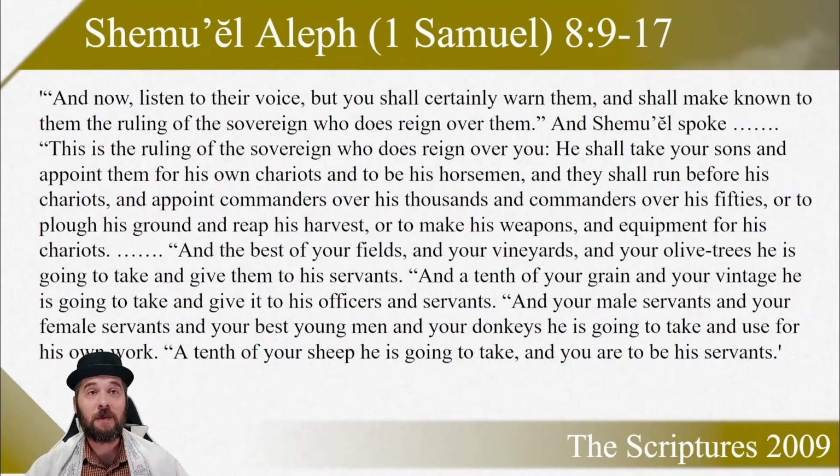And the best of your fields and your vineyards and your olive trees he is going to take and give them to his servants. And 1/10 of your grain and your vintage he is going to take and give it to his officers and servants. And your male servants and your female servants and your best young men and your donkeys he is going to take and use for his own work. 1/10 of your sheep he is going to take, and you are going to be his servants. Now, haven't we seen that already? I mean, this is what Samuel warned them about.